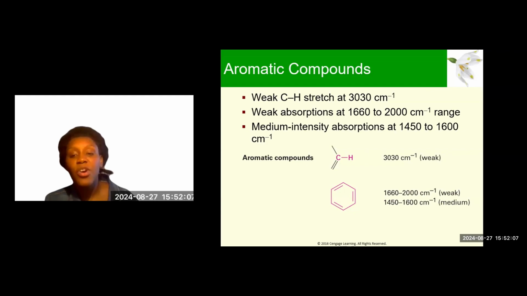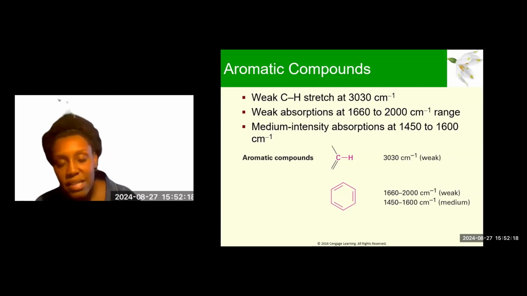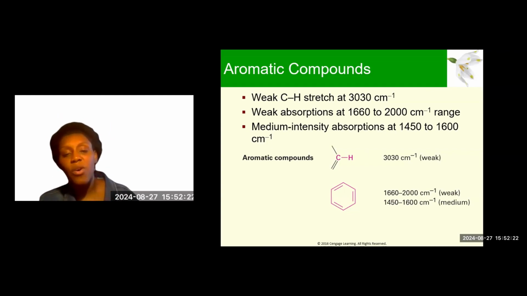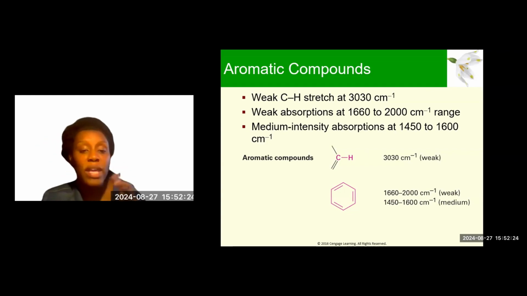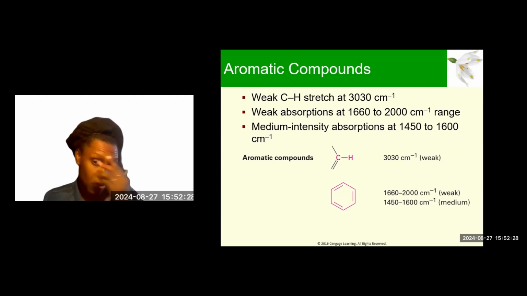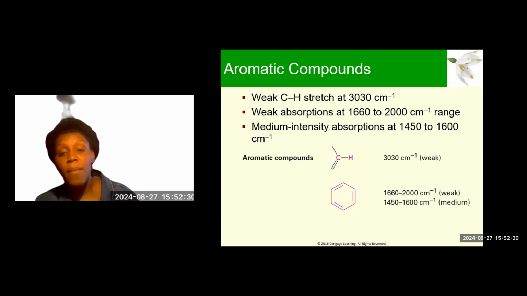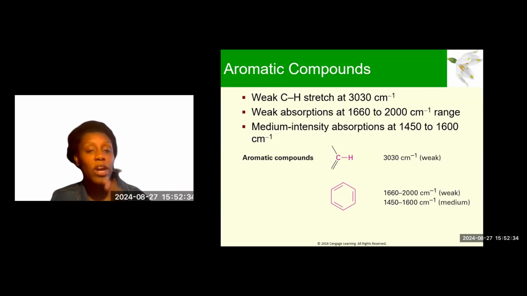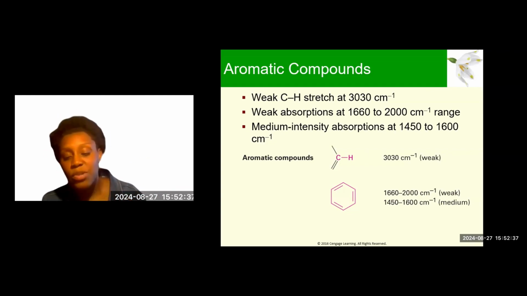In addition to that, you'll have some weak absorption between 1660 and 2000. We don't really pay attention to that a whole lot because those are both weak. We want to look at the medium to strong absorptions. With the medium absorptions, we have some around 1450 to 1600. This is what you're going to look for with aromatic compounds.